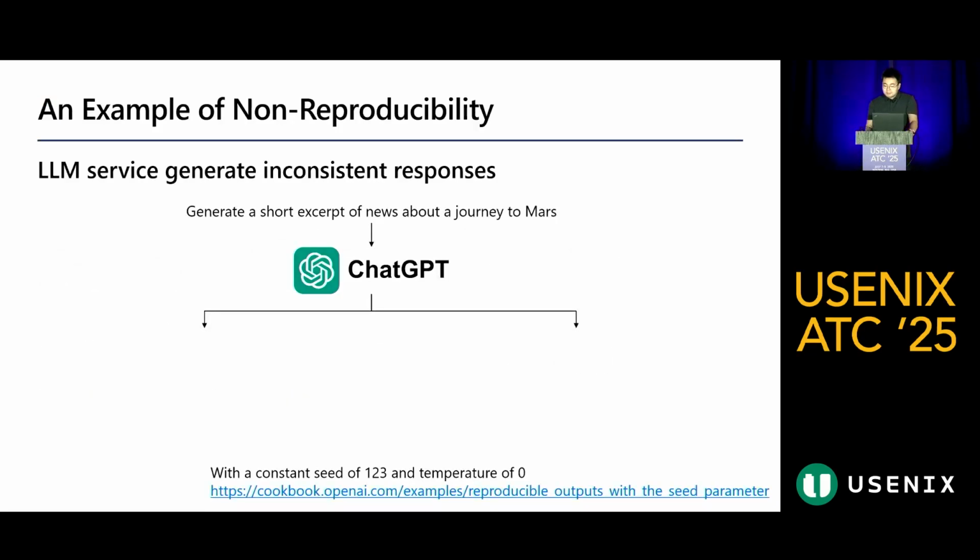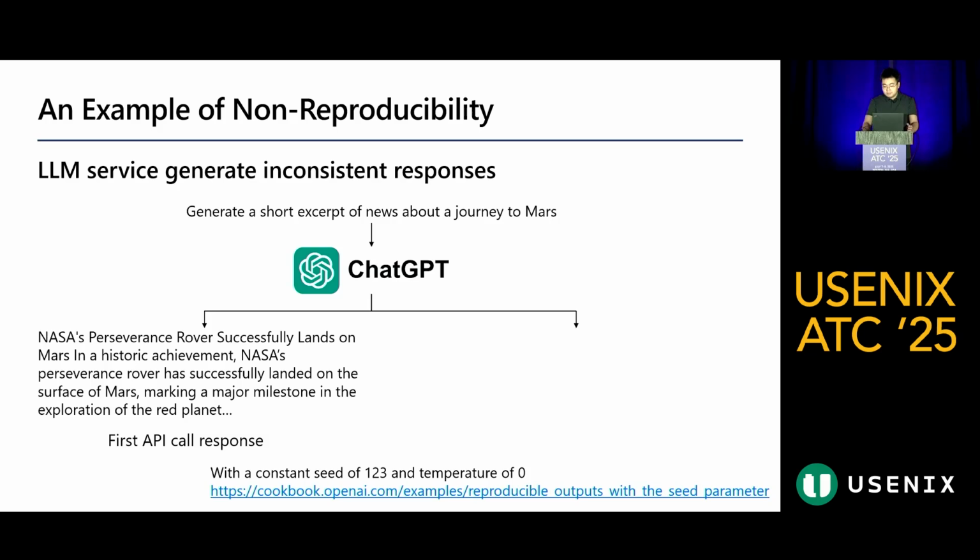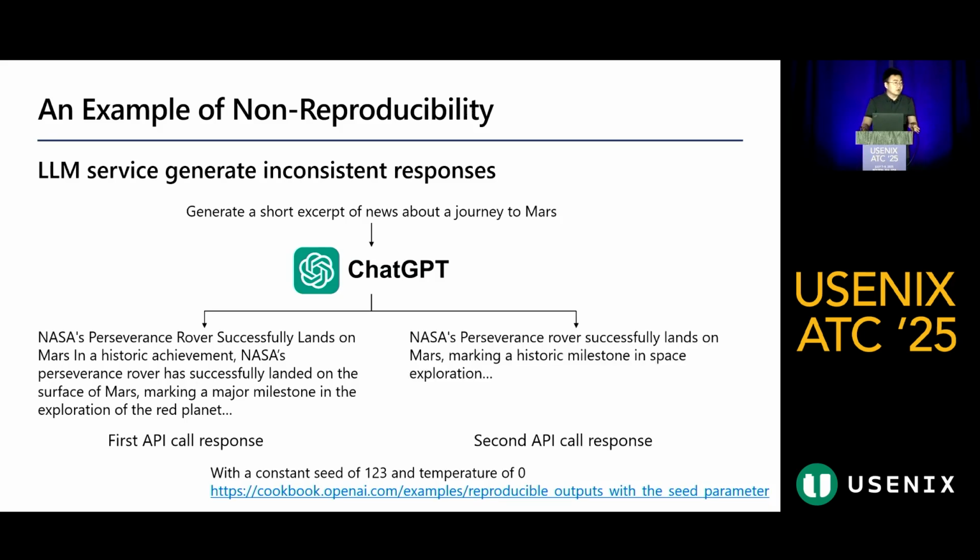Let's look at an example where an LLM service gives different outputs for the same prompt. The prompt is: generate a short excerpt of news about a journey to Mars. Even though the configuration uses a constant seed and temperature, the outputs are still not guaranteed to be identical. We could see this is a different response. We will explain why on the next slide.